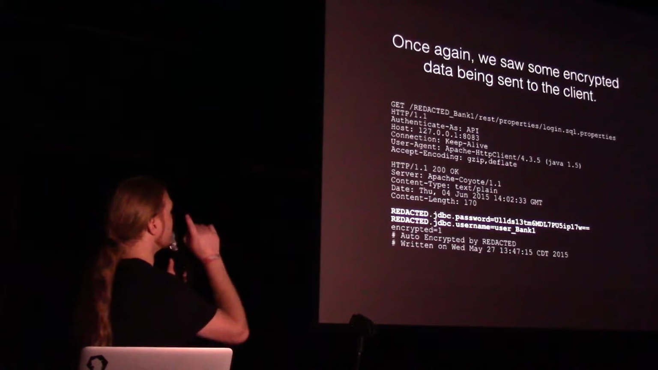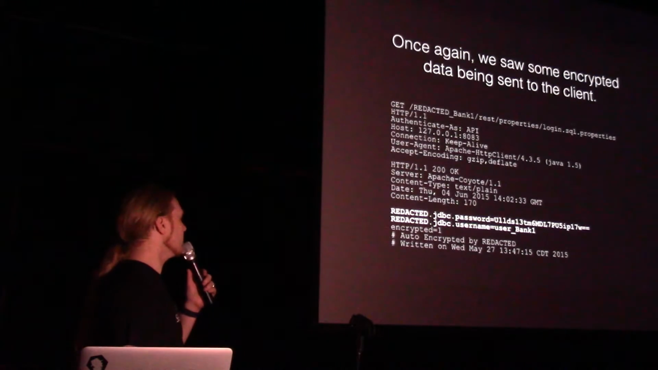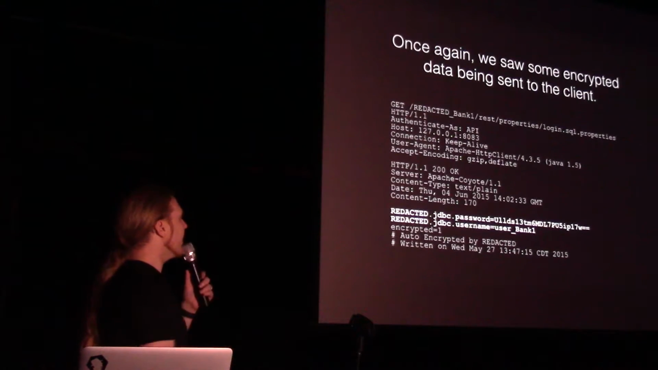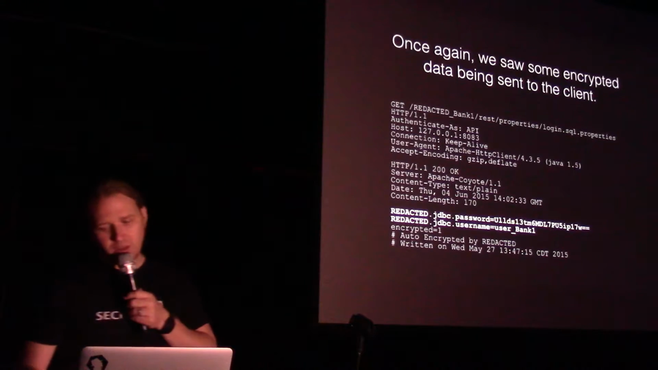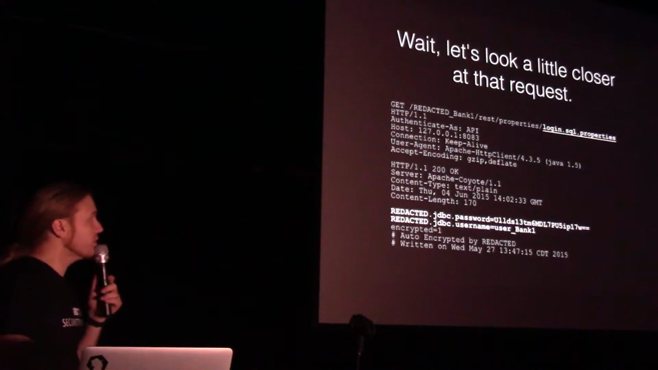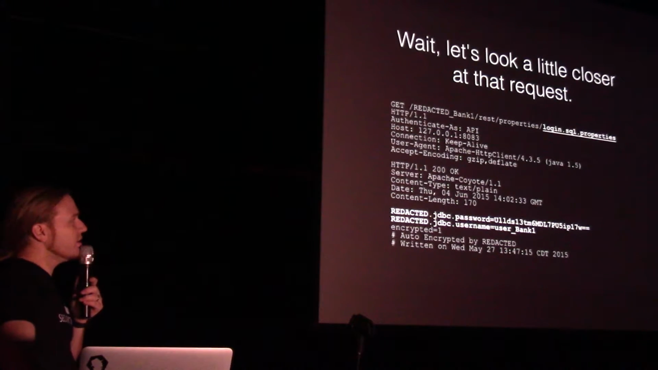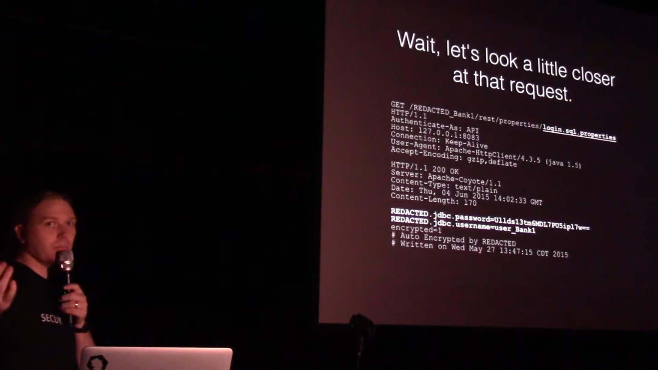So in this case, we saw it's making this request. It says, give me this file. It returns back an encrypted password and a username. But if you look a little bit closer, you see the URL there. Anybody get into something? What does that say? SQL creds. Nobody?